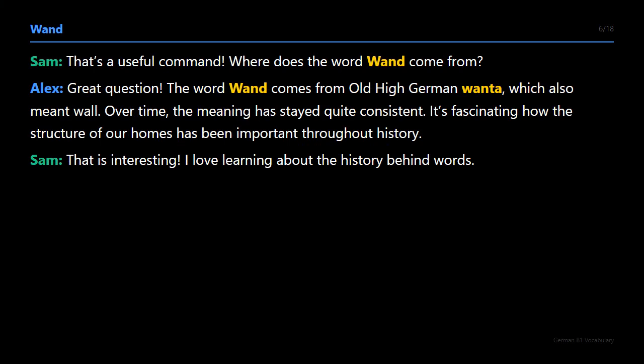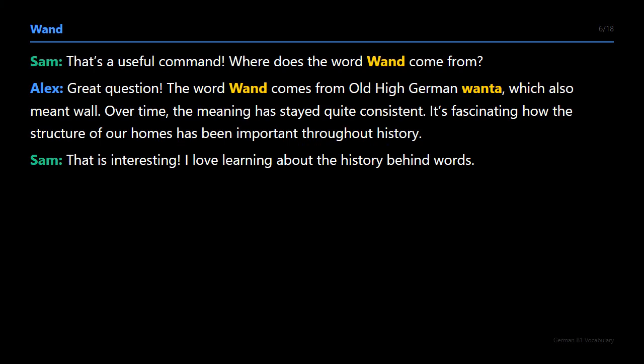Where does the word Wand come from? Great question. The word Wand comes from Old High German, Wandta, which also meant wall. Over time, the meaning has stayed quite consistent. It's fascinating how the structure of our homes has been important throughout history. That is interesting. I love learning about the history behind words.